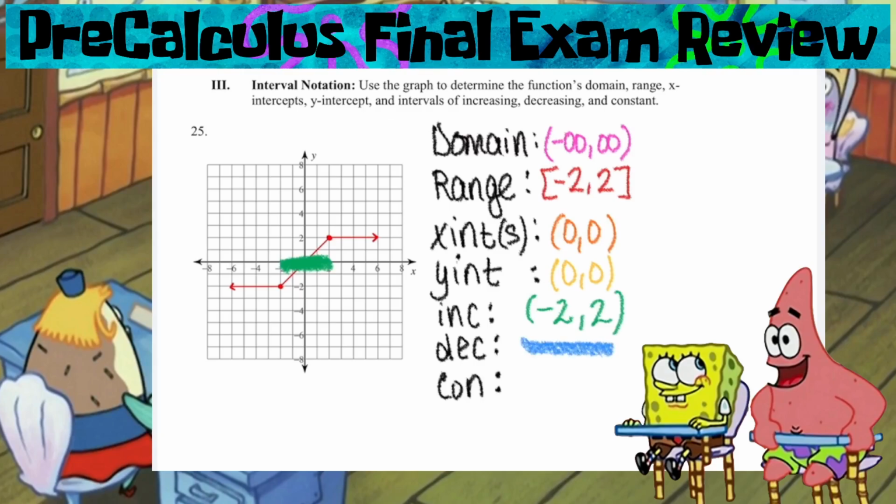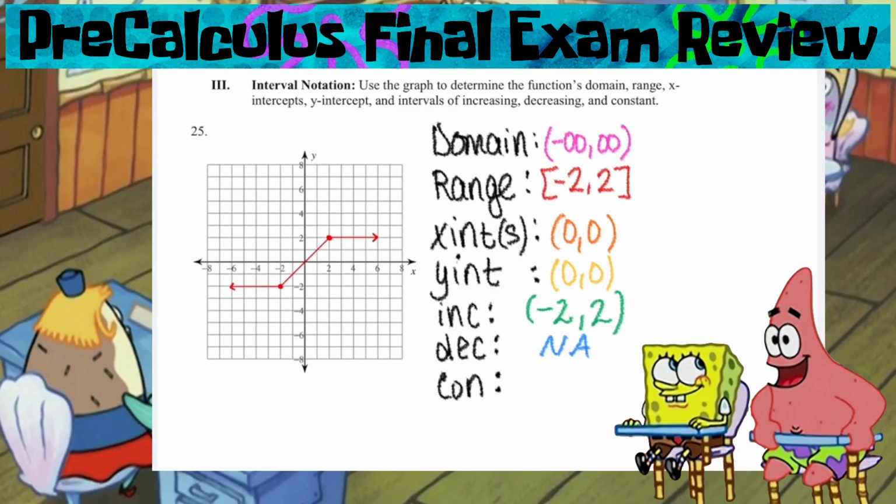Decreasing, it's just never decreasing. We read a graph from left to right. For it to be decreasing, it would have to be going down like that, and that is just never happening. So there's no solution for that. So maybe we mark it like NA, not available. I don't know. Whatever you want to mark it, it's just not.